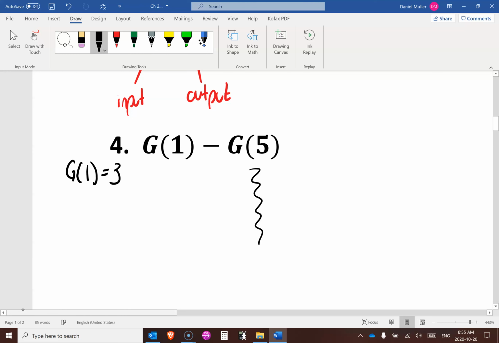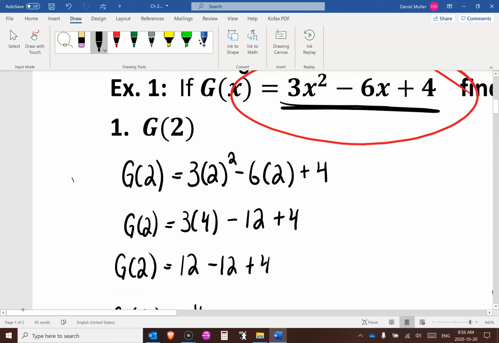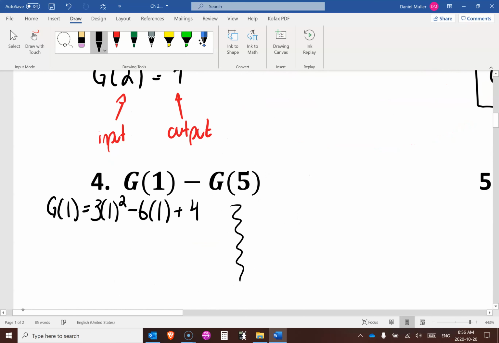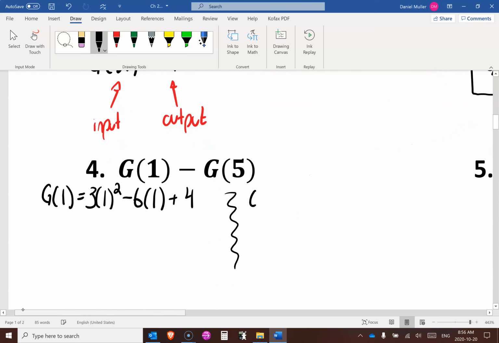So it's 3x squared, or 3(1) squared, minus 6x, or 6 times 1, plus 4. I believe that's right. 3x squared minus 6x. And then g of 5 will be the same thing, but with 5. So 3 times 5 squared minus 6 times 5 plus 4.